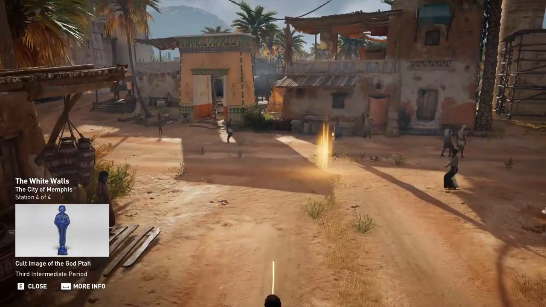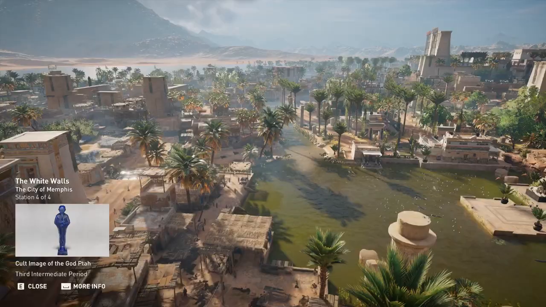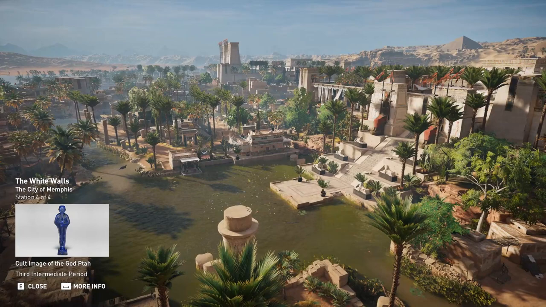Memphis was also referred to as the city with the 100 doors, or the white walls. These names were in reference to the wall which surrounded the city. Under the protection of Ptah, god of craftsmen, the city was a thriving religious and economic hub.